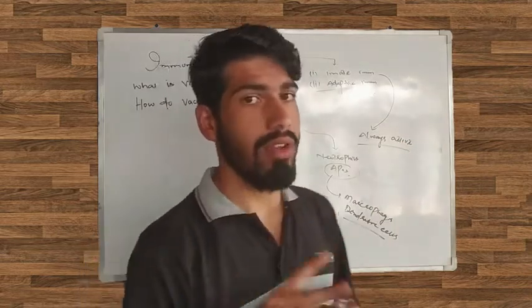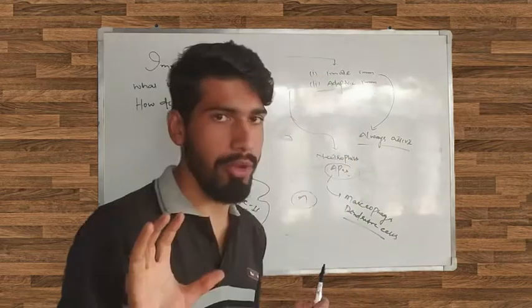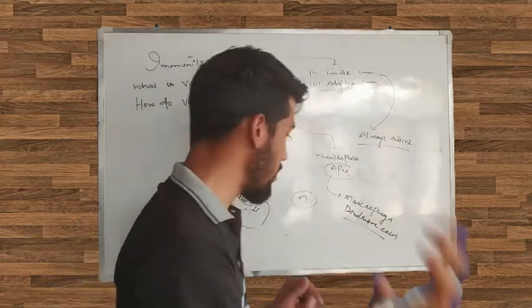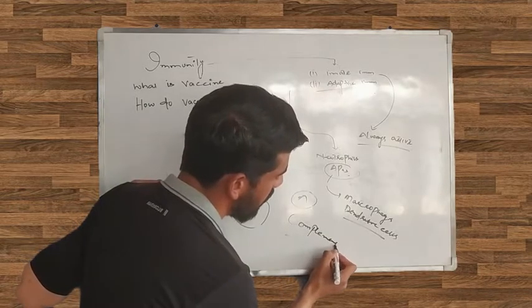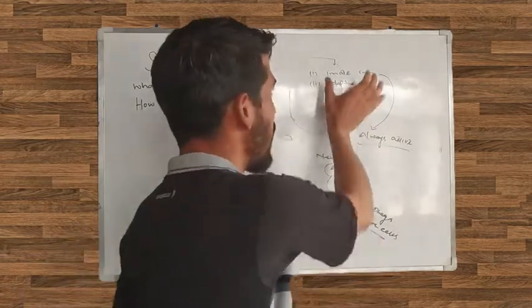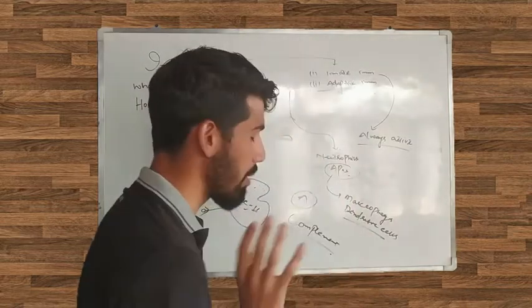So this is the always active innate immunity. There is also the complement system, which is present in innate immunity. What is the job of the complement?